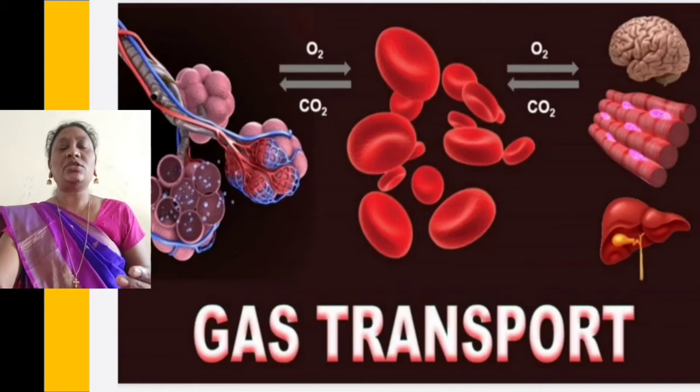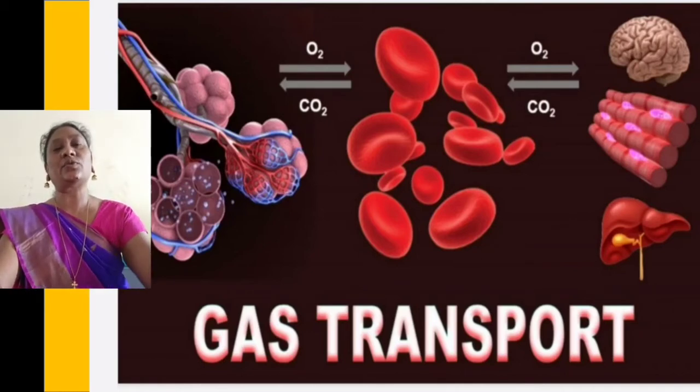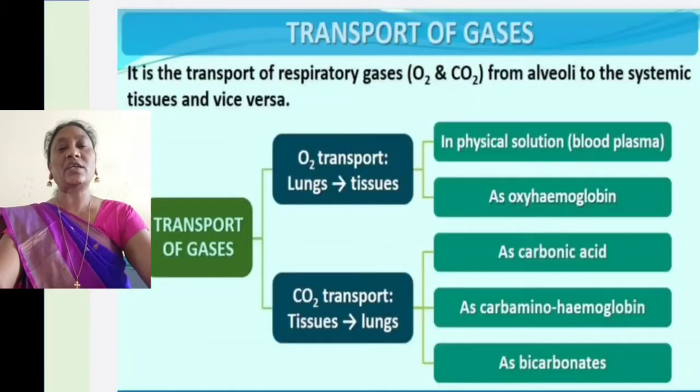Continuing from that, today we are going to discuss gaseous transport, how the gases are transported. This is the transport of respiratory gases. What are the respiratory gases? Oxygen and carbon dioxide, from the alveoli to the systemic tissues and vice versa. Oxygen is transported from the lungs to the tissues, and carbon dioxide from the tissues to the lungs.